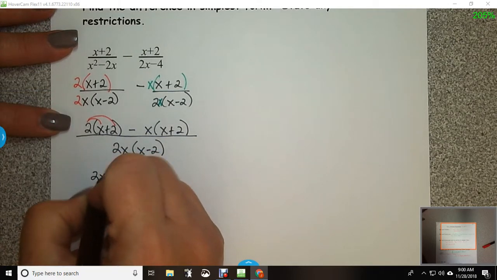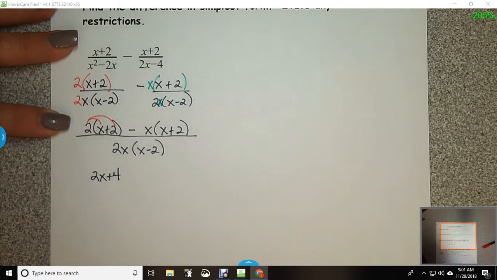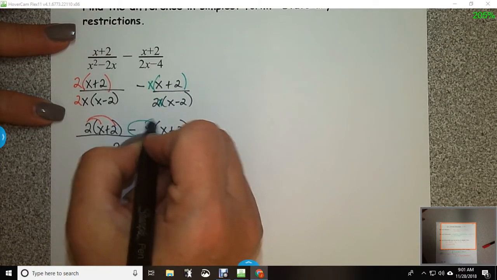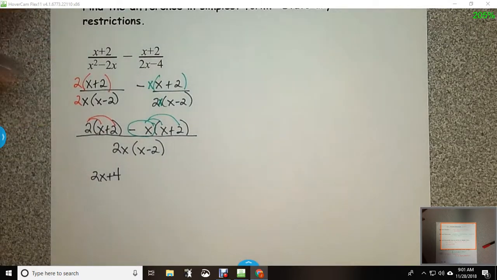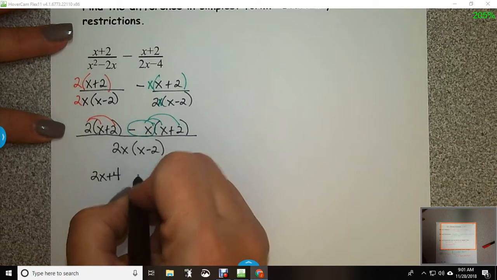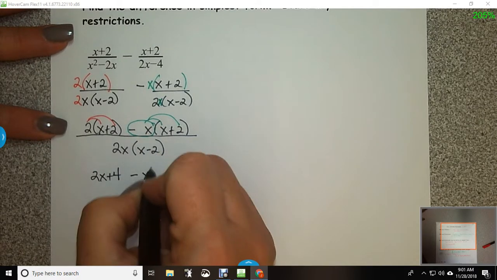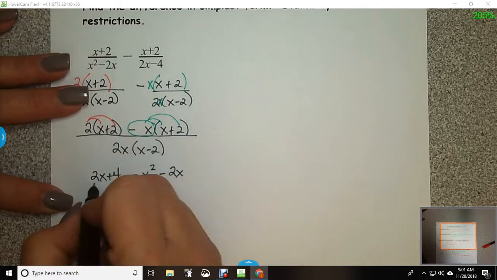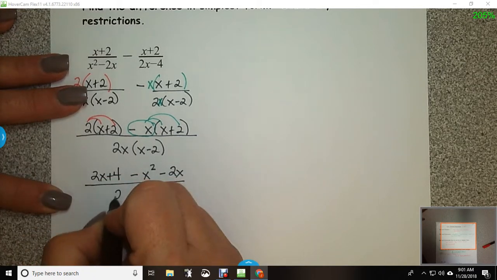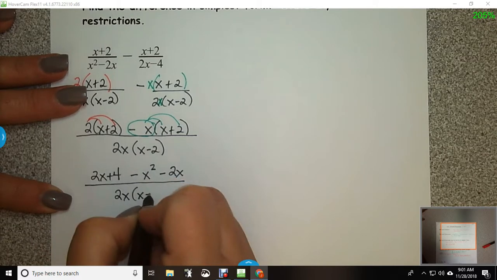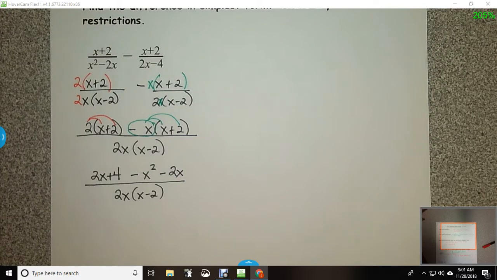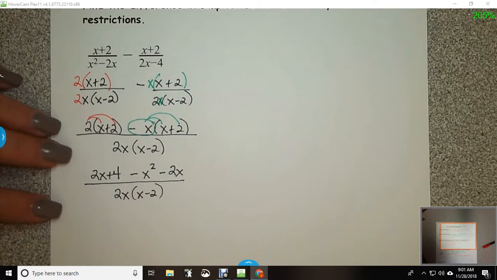And I get 2x plus 4. Now, here's the part you got to be careful of. You've got to distribute negative x. Not just the x, but negative x. When I do that, it gives me negative x squared minus 2x. Okay, there's my denominator. Let's go ahead and combine like terms, and I'm going to put it in standard form as I do that.